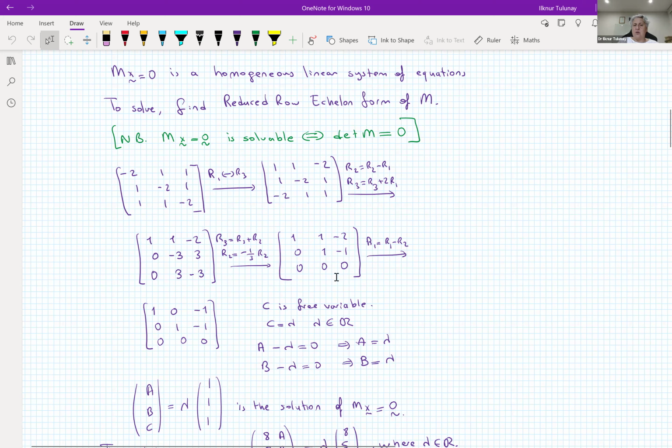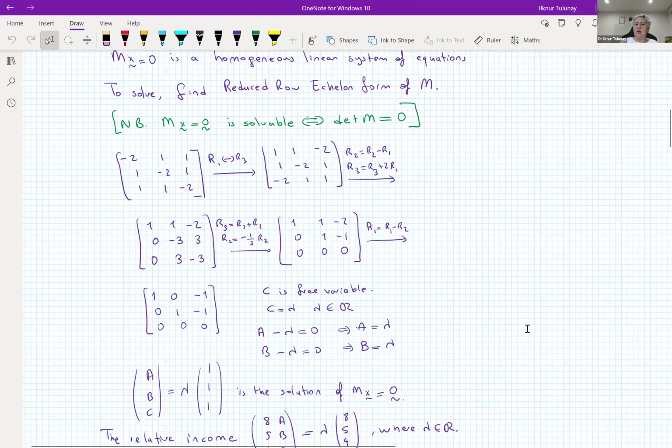I want this position to be 0 because I can do it. I can make this position 0. I don't care about this part anymore because this is 0, so I have a free variable there. I can make this one 0, so why not? Let's make that position 0. If I do row 1 minus row 2, I will make this position 0. That will be minus times minus will be plus 1. Minus 2 plus 1 will be minus 1. So I have minus 1 here.